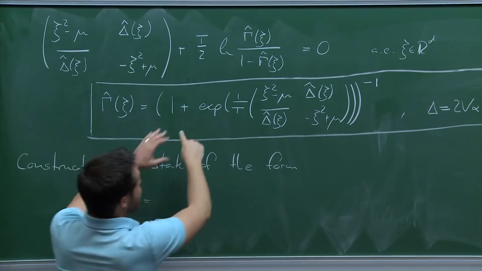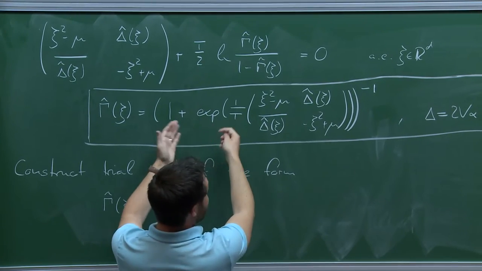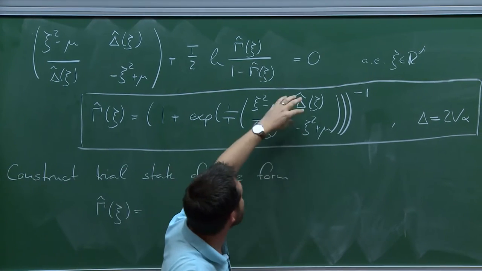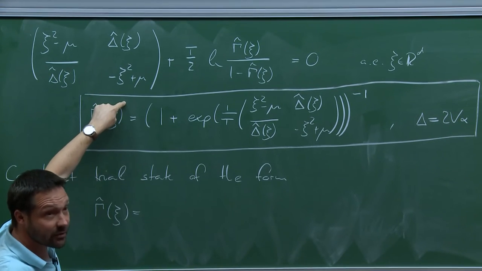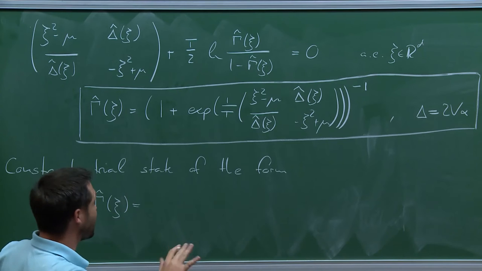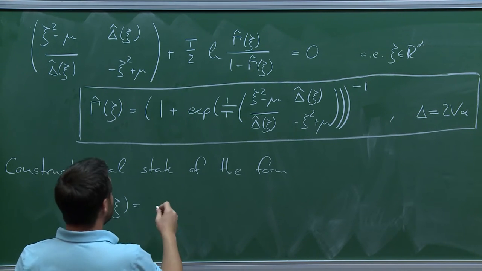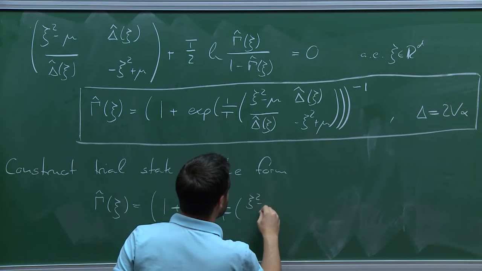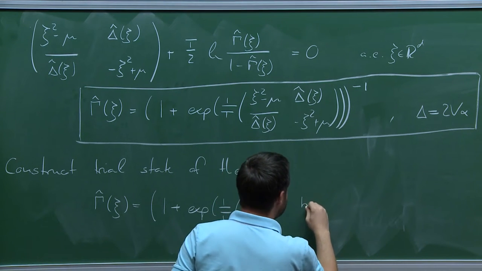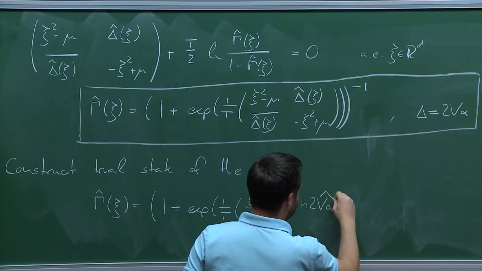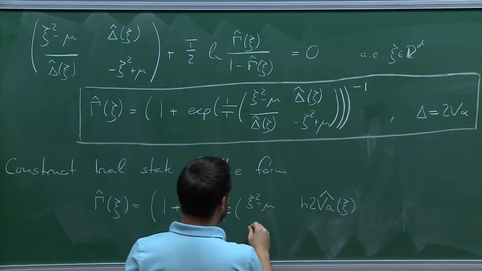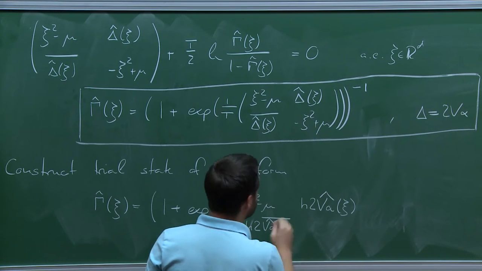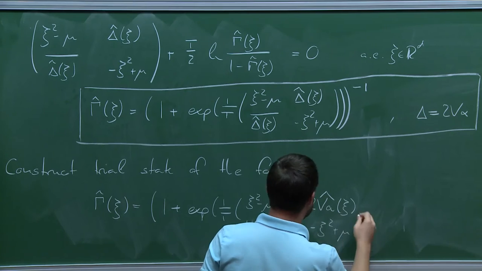gamma hat of xi. Whenever you do this, this automatically is between 0 and 1. So it's admissible in the sense that we have. You have to work a little bit that if this guy is nice, then the 1-2 entry actually is in H1. So there's some regularity that you have to do, but that's not too difficult. And anyway, that's our trial state, 1 over t xi squared minus mu, and now I put here h 2VA hat of xi, and here the same thing, h 2VA hat of xi bar, minus xi squared plus mu.